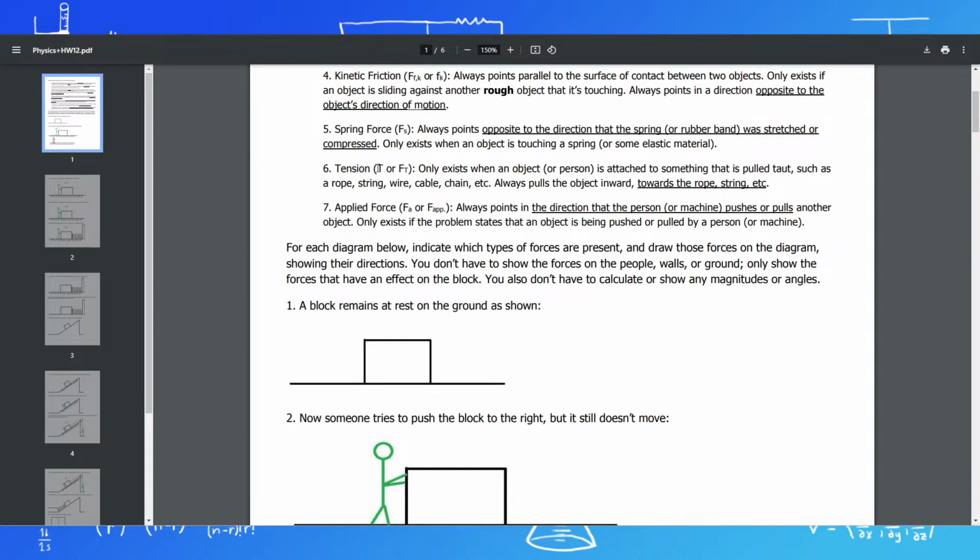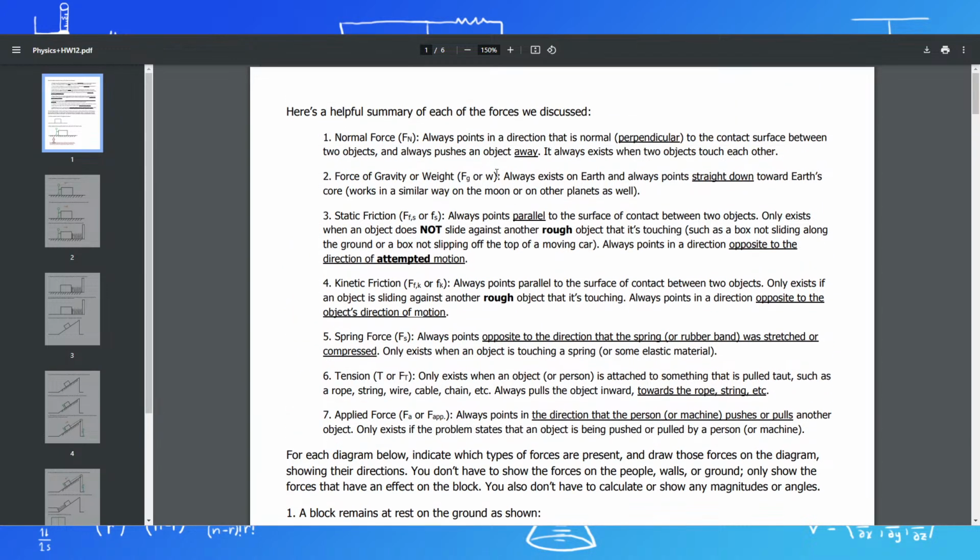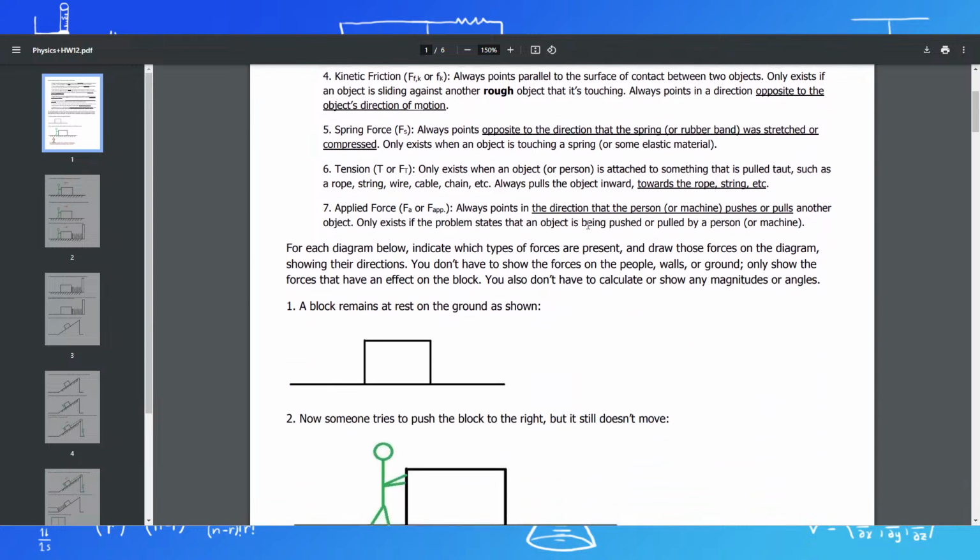Okay, next up is tension. A lot of times people will represent it with a capital T, but we will use capital T for something else in the future, so I would recommend getting in the habit of writing it like this as F sub T. Only exists when an object or person is attached to something that is pulled taut, such as a rope, string, wire, cable, chain, etc. Always pulls the object inward, towards the rope, string, etc. So basically the opposite of normal force. Normal force always pushes away. Tension always pulls toward.